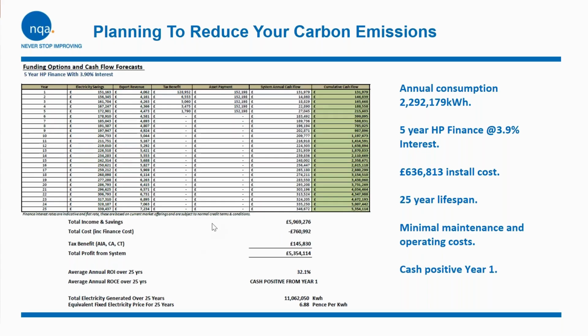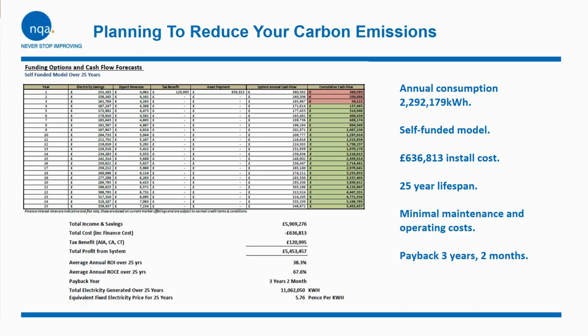Again, with a 5-year finance on it, looking at the different options. It's basically looking at how much it is going to cost, what your finance is, which has to be considered, and what your savings are year on year. Every organisation, especially with a large capital investment, would be looking at this in order to look at your payback. Then this one is purely self-funded, and your payback is 3 years and 2 months.